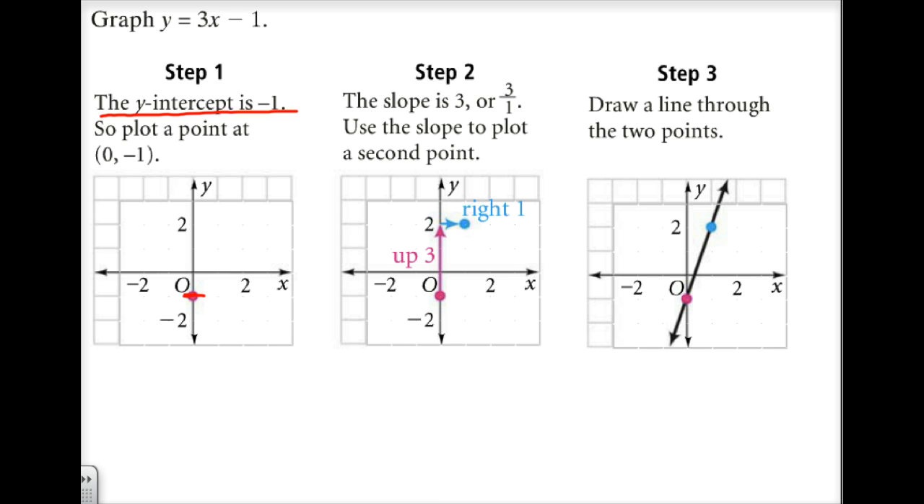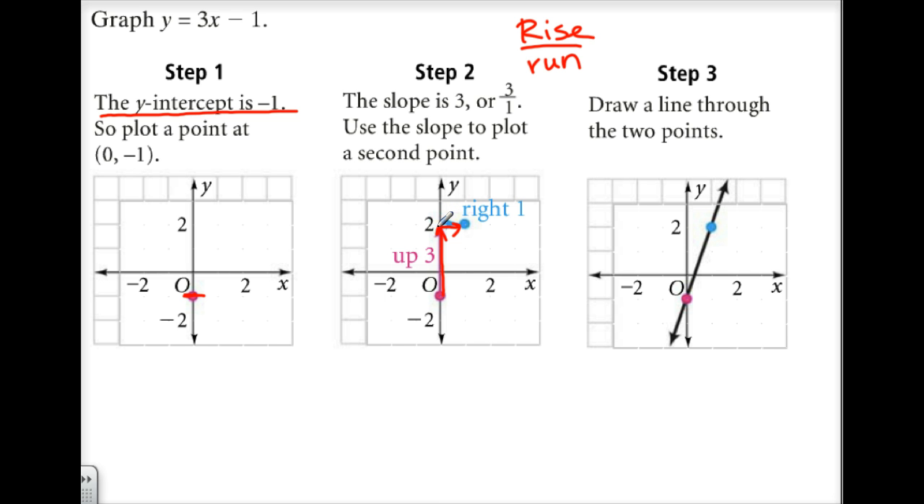Step 2, using that y-intercept, you are going to then move based on the slope. The slope was 3/1. Any whole number can be made into a fraction so that you could have the rise over the run in order to graph it. So the top tells me how far up or down I go. The bottom of the fraction tells me how far side to side I go. If they're both positive, that means up and to the right. So you can see here, in this graph, we went up 3 units and to the right 1 unit.